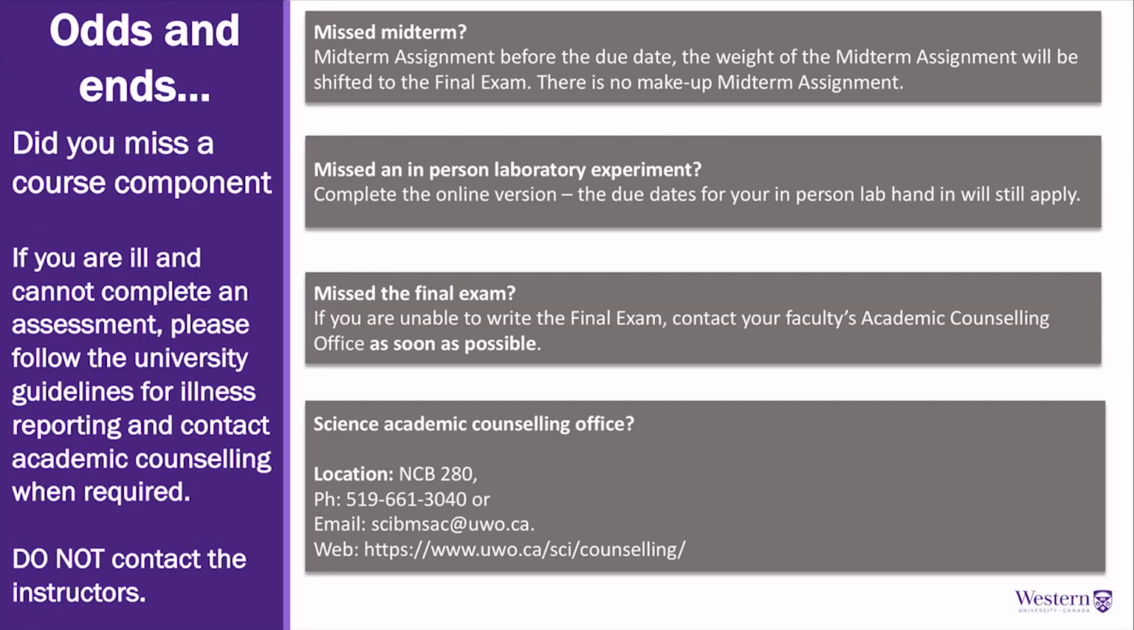All right, there are always these questions if you missed a course component. Now, importantly, if you are ill and cannot complete an assessment, follow all the guidelines the university has for illness reporting and contact academic counseling when required. Now, you may have to contact your faculty-specific academic counseling office. Not everybody in Chem 1301 is in the Faculty of Science. But importantly, when it comes to illness and missed course items, do not contact the instructor. There is literally nothing we can do for you.